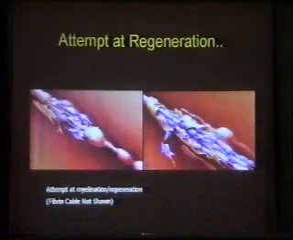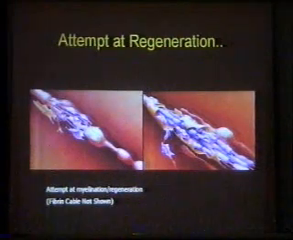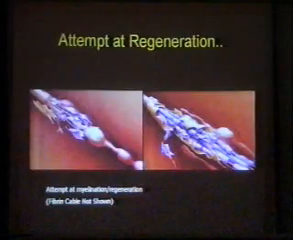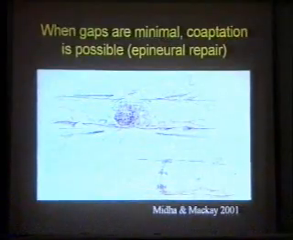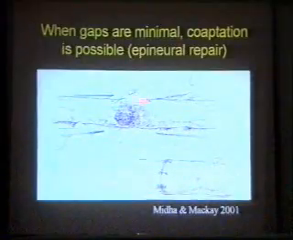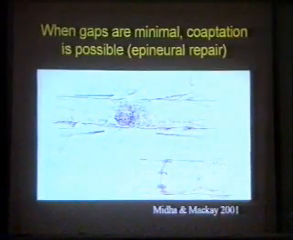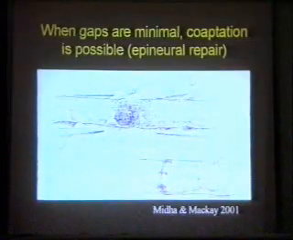So after injury to the PNS, there is an attempt to regenerate, and the degree of success depends on the extent of the gap. So if the gap is very, very short, you do what is called coaptation, where you just bring the two ends of the nerve together. This is epineural repair. So you just take the two ends of the nerve together, you try to match approximately the fascicles, and you put them together and you suture them.